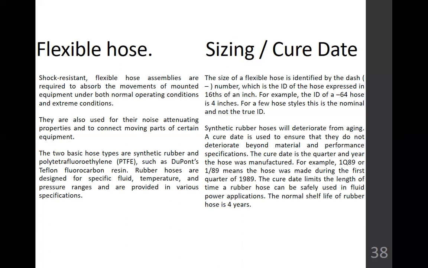Synthetic rubber hoses will deteriorate from aging. A cure date is used to ensure that they do not deteriorate beyond material and performance specification. The cure date is the quarter and year the hose was manufactured. For example, 1Q89 or 1/89 means the hose was made during the first quarter of 1989. Manufactured, not purchased, not installed. So the cure date limits the length of time a rubber hose can safely be used in fluid power application. The normal shelf life of rubber hose is 4 years.